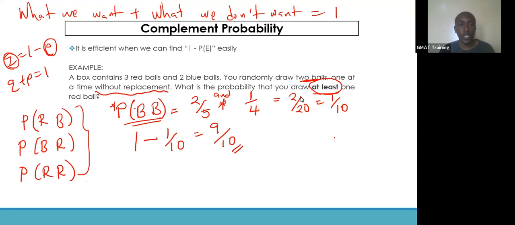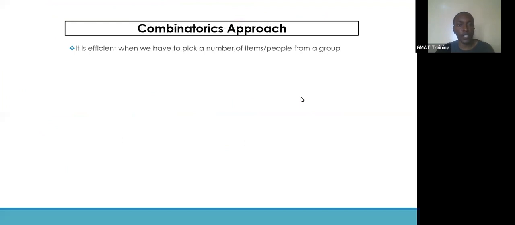So we've looked into the direct probability, we've looked into the probability tree, and now complement probability. What about the combinatorics approach? When do we use the combinatorics approach? This is efficient when you have to pick a number of items or people from a group, depending on whether you have ordered selection or not. We can use this formula for very difficult questions, especially when you're choosing a sample from a group.